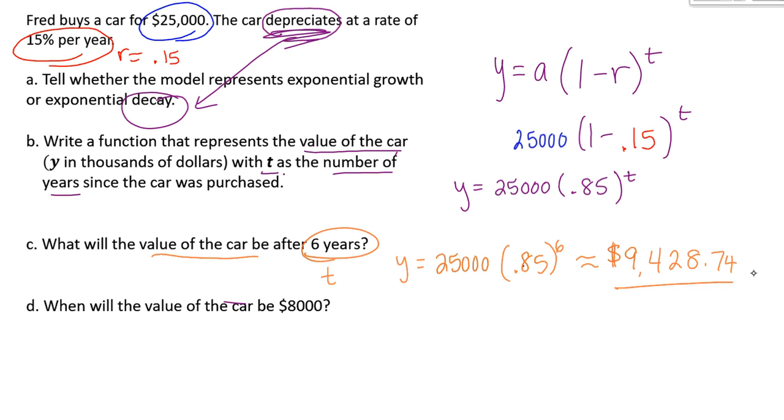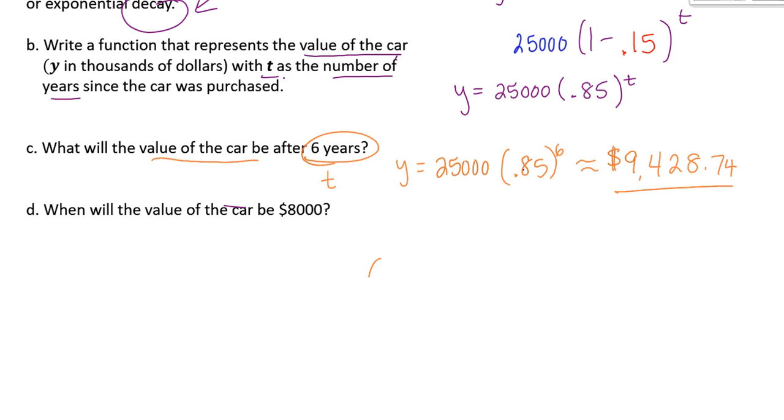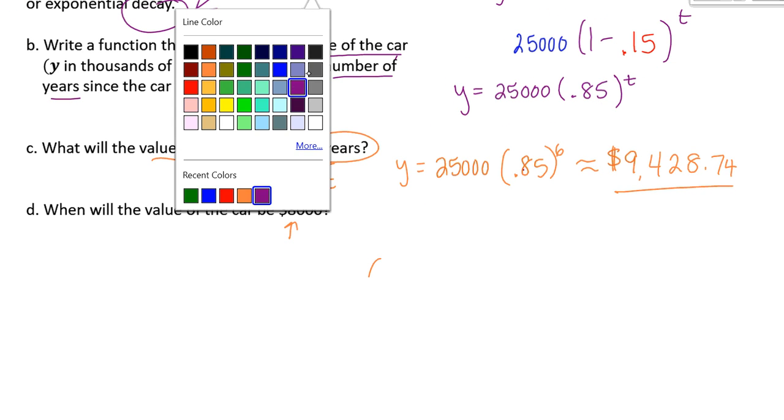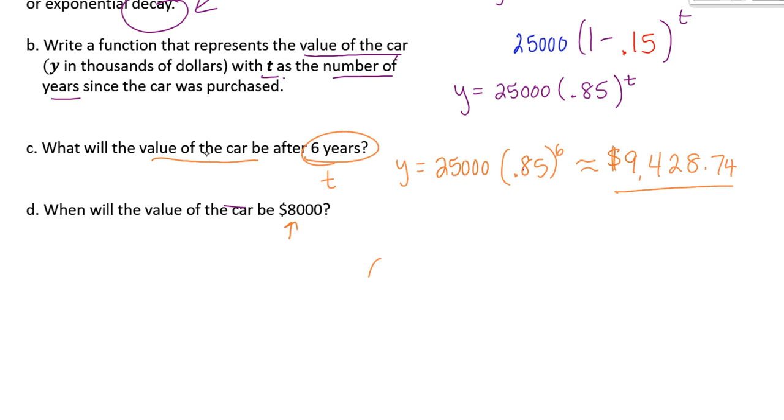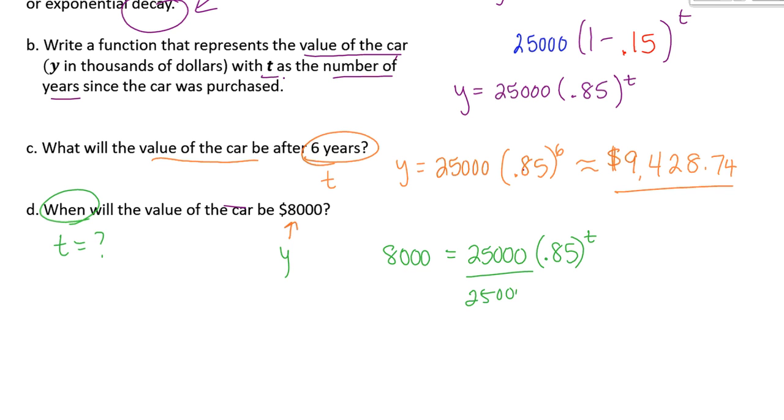Okay, when will the value of the car be 8,000? Okay, that becomes a y because it was given to us. We know that we've got to find the t because it says when. When will the car be 8,000? That's our y. So just like the previous problem, I'm going to plug in 8,000 for y. Still have 25,000 for the initial amount, 0.85, and then we've got t up here in the power. Divide by 25,000. That's 0.32 equals 0.85 to the t.